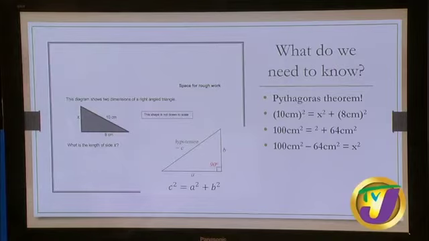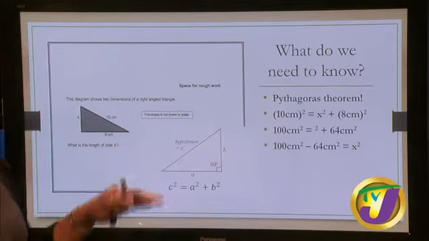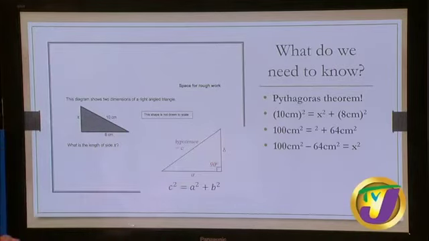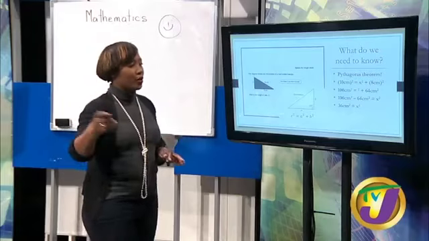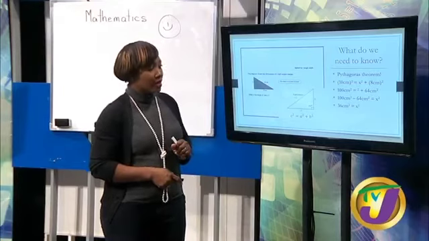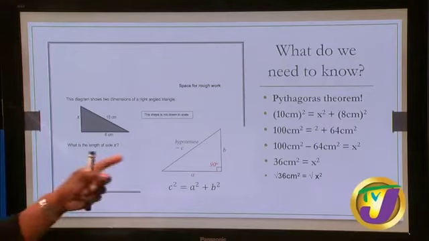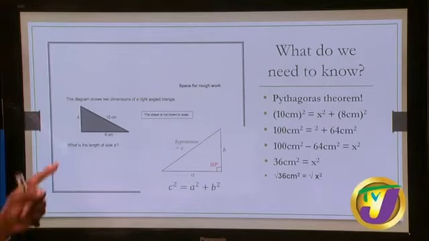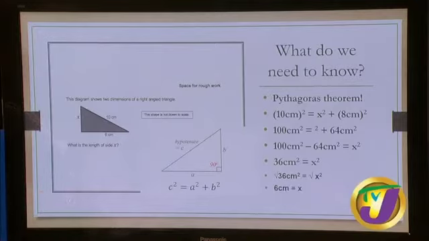All right, so we would have subtracted the 64 centimeters squared from the 100 centimeters squared, and we get 36 centimeters squared, which equals x squared. We don't want to find x squared, we want to find x. So we have to find the square root of both sides. Giving us, and you see the square root sign right there, 6 centimeters, which is the value that will satisfy this particular right angle triangle.